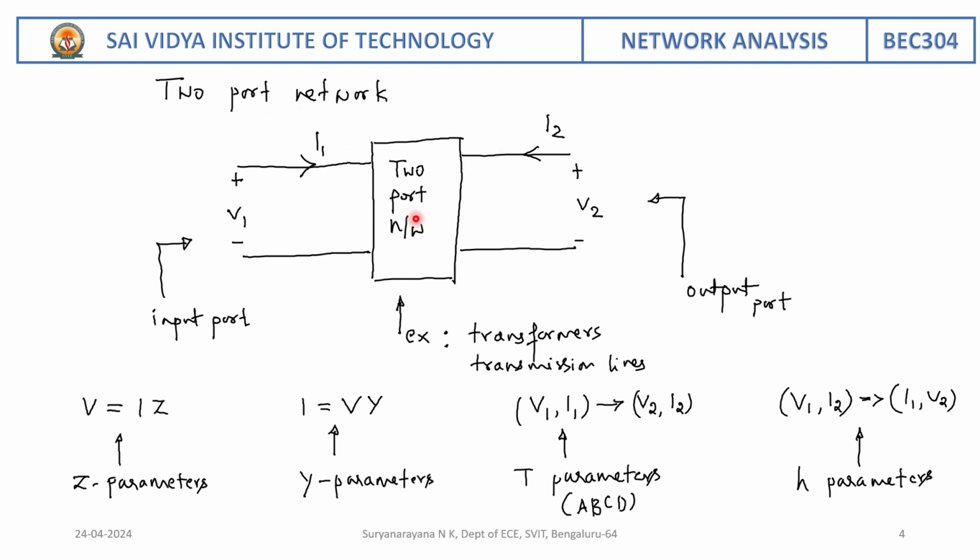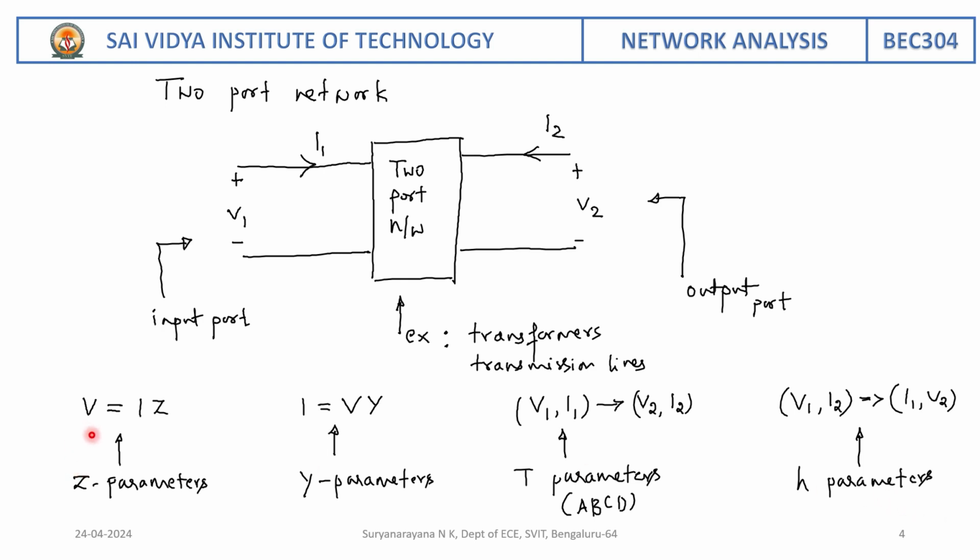A two-port network consists of two ports. Here we are able to see the input port and output port. Examples of two-port networks are transformers and transmission lines. With this two-port network, we are now going to analyze Z parameter, Y parameter, ABCD or transmission parameter, and hybrid parameters. Here we are going to consider the following important points while understanding Z parameter, Y parameter, ABCD parameter and hybrid parameter.